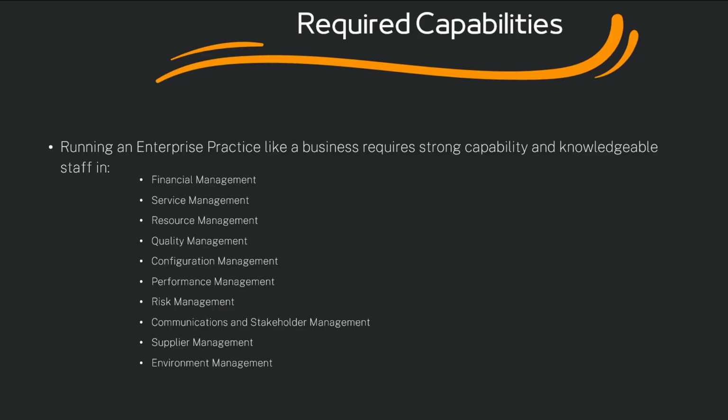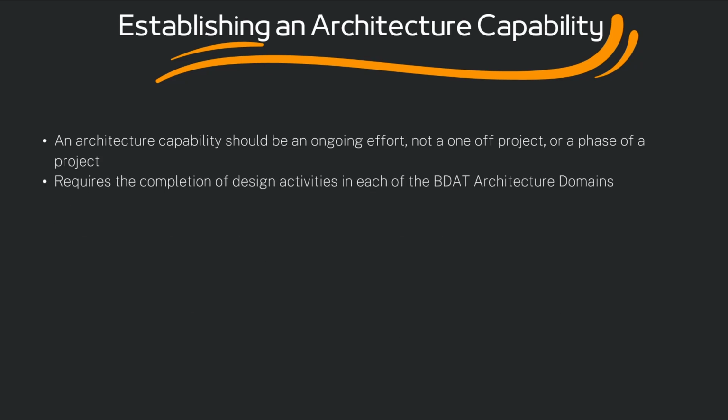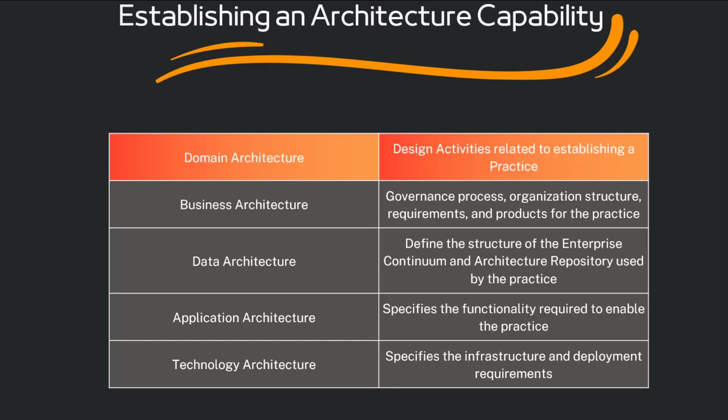but a strong one. An architecture capability should be an ongoing effort, not a one-off project or a phase of a project. It requires the compilation of design activities in each of our BDAT architecture domains. For our business architecture, we have to have activities related to governance, process design, organizational structure design, and the products for the practice. In data architecture, we have to define the structure of the enterprise continuum and the architecture repository that are going to be used by the practice. The application architecture will specify the functionality required to enable the practice. And finally, the technology architecture will specify the infrastructure and deployment requirements that are necessary to build our architecture capability.